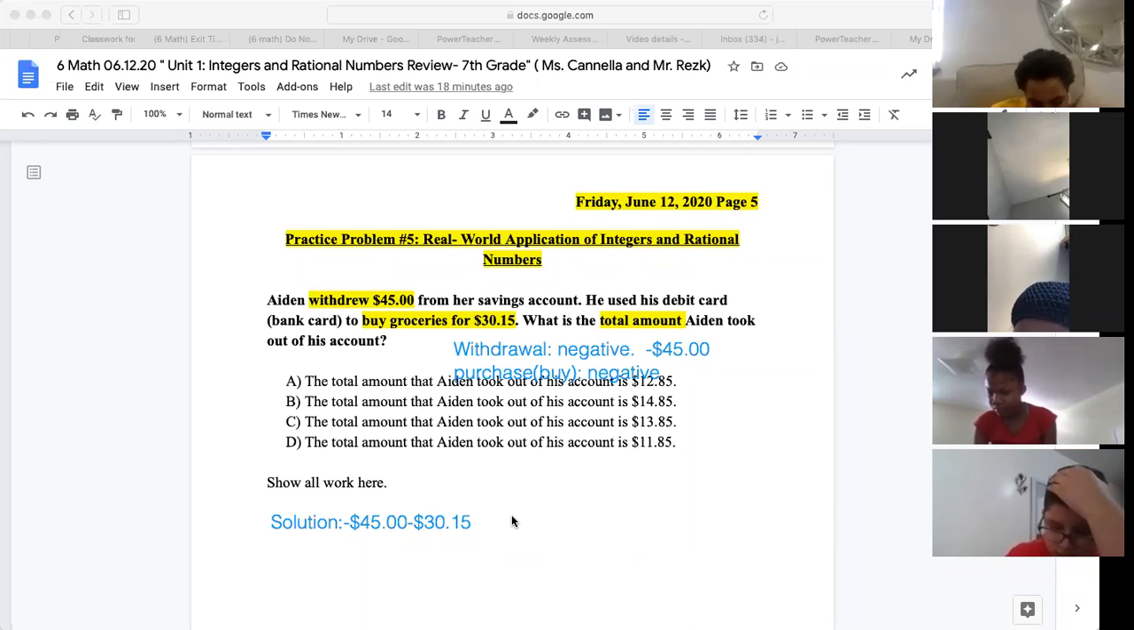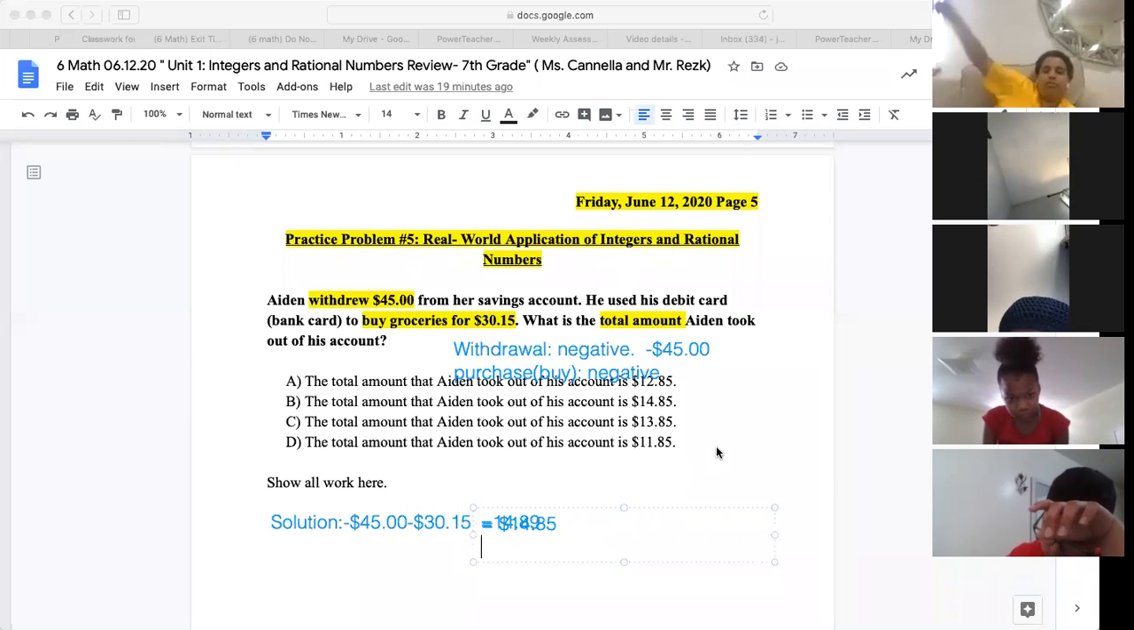So look at the solution. You got $45 and you're taking away $30.15. How much money now do you have left from the money you took from the bank? Hold on. My thing just turned off. So when you subtract $30.15 from $45, guys, you're going to get $14.89, Carlton, right? Yes. Now we're not done because now we want to check to show.